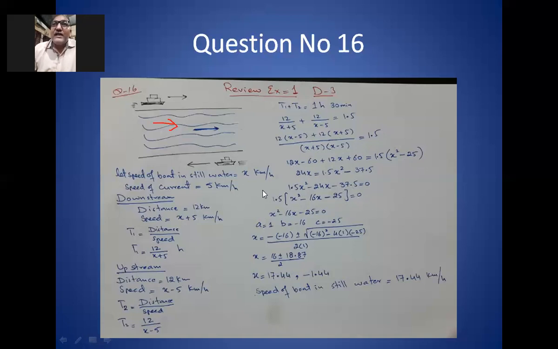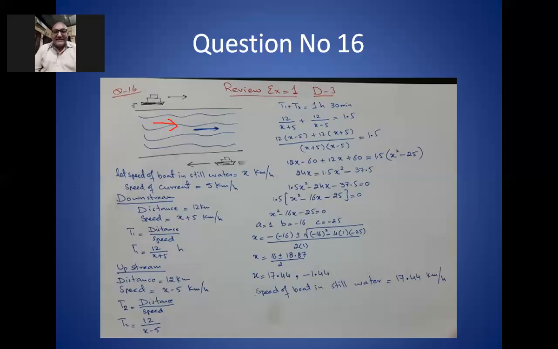You can take 1.5 common from all of them. So once I take 1.5 common, on your calculator you can write 1.5 divided by 1.5, it will give you 1. So we have written 1x square. Minus 24 divided by 1.5, it will give you minus 16. So we have written minus 16x. Minus 37.5 divided by 1.5, it gives you minus 25. So bracket close equals 0. This 1.5 will go on the other side, it will divide, and everything will become 0. So now you are left with x square minus 16x minus 25 equals to 0.